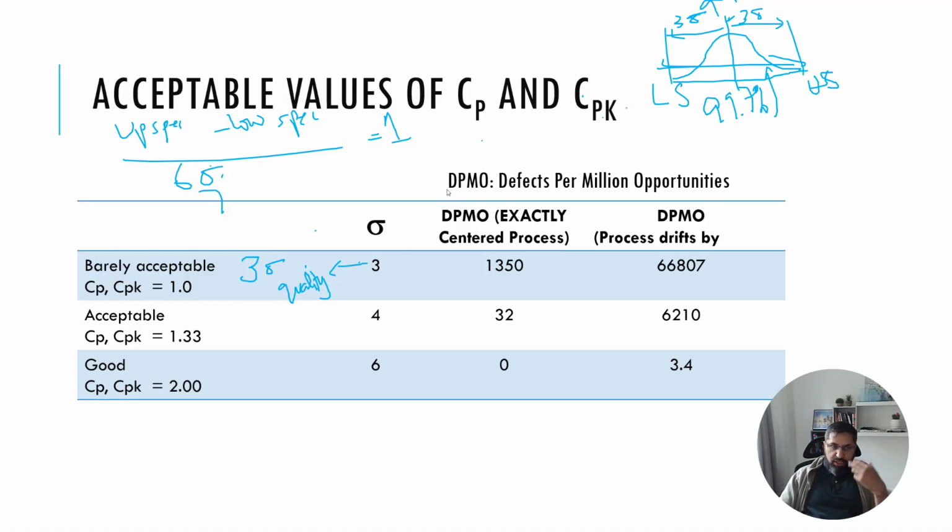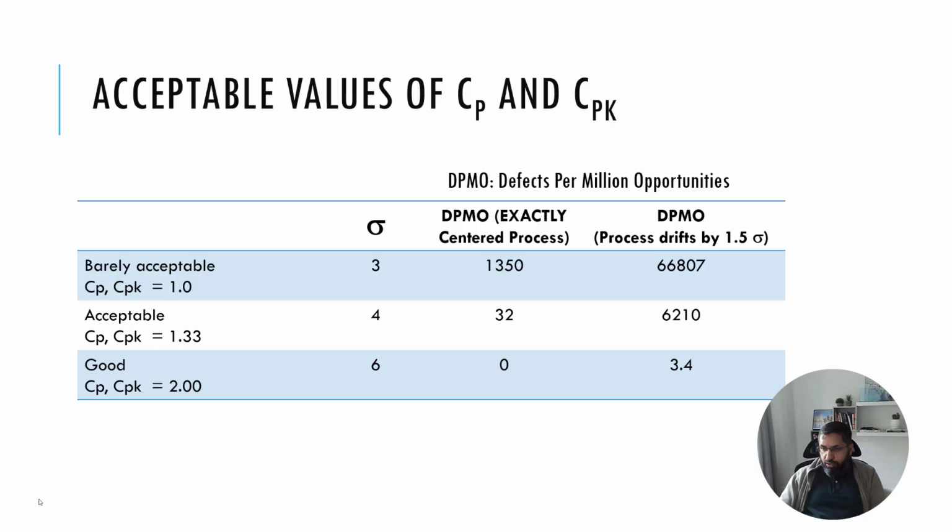We talk about sigma quality levels in terms of defects per million opportunities. If you make 1,000,000 units, how many will be defective? If your process is exactly centered, 1,350 out of 1,000,000 units would be defective if you have 3 sigma quality. But processes tend to drift. They're not always centered. If the process drifts by 1 standard deviation, you're going to get a lot of defects.